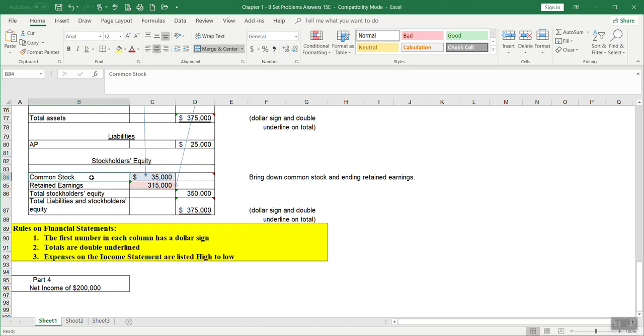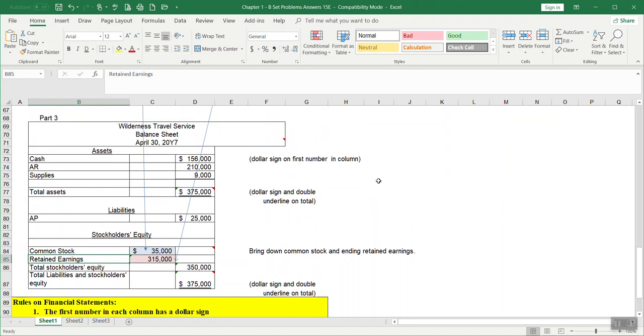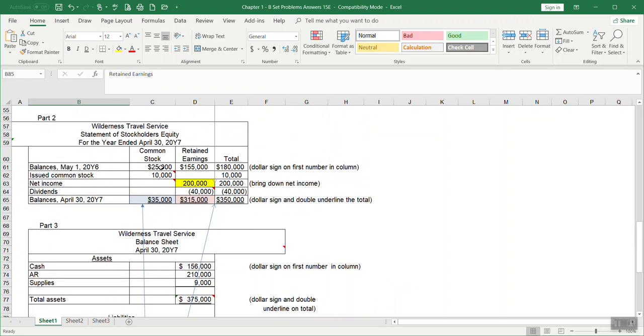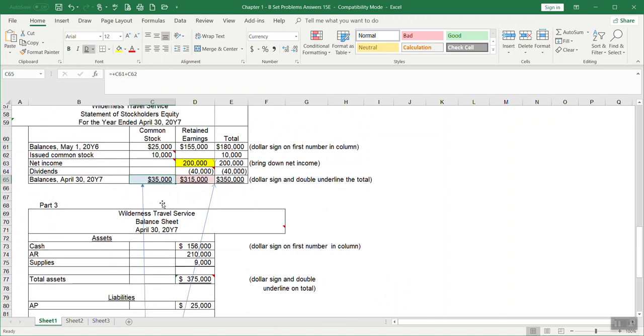Our stockholders' equity has common stock and retained earnings. Don't use the beginning amounts. Go back to your statement of stockholders' equity. Common stock is no longer 25,000. Common stock is now 35,000.